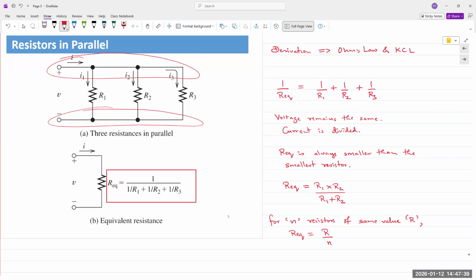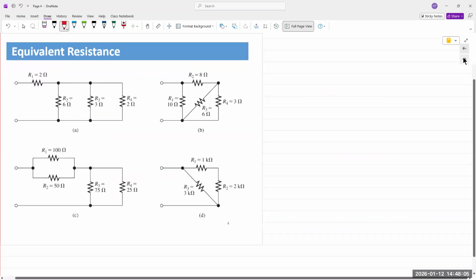Okay. For series, the equivalent would be same number of resistors in series, it's simply N times R. Right? You have 5 10 ohm resistors in series. The answer is 5 times 10 is 50. In parallel, it's divided by the number of resistors. Okay, let's look at the examples next.